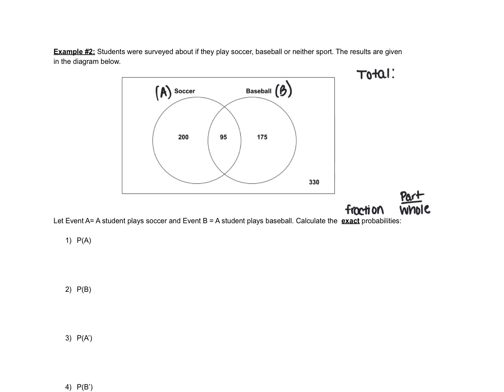295, 175, and 330. So if you add those all together, you should get 800. So that will be my total out of everything.